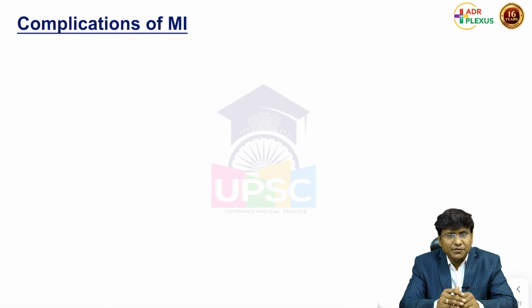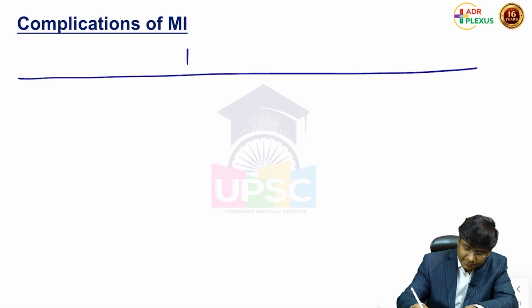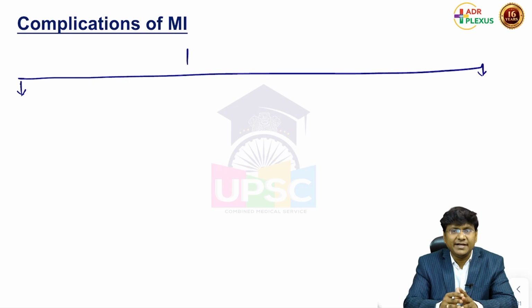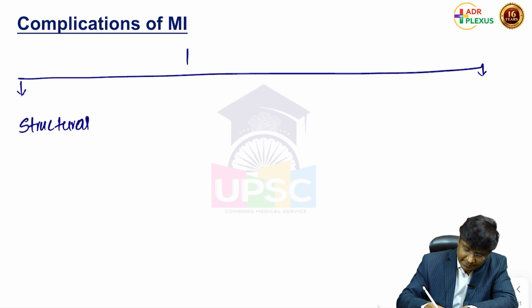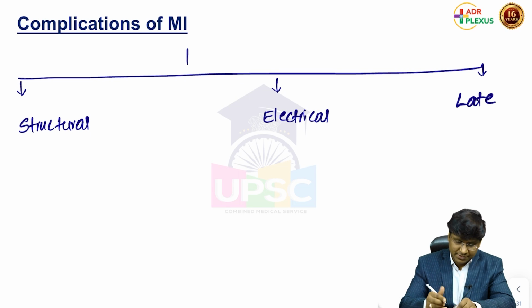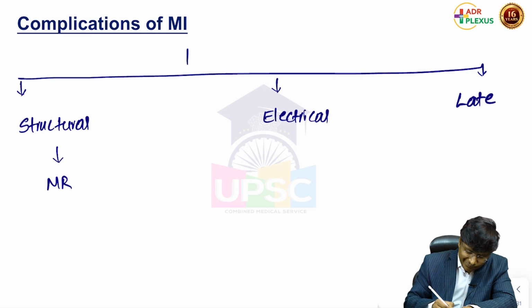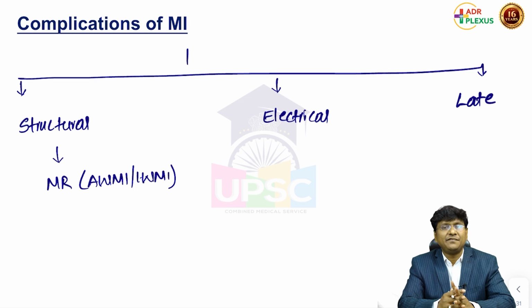Now if you observe the complications of myocardial infarction, they include the following. Number one will be the structural complications and electrical complications. Then we have the late complications in myocardial infarction. Structural complications include MR, which is very common in case of anterior wall MI as well as inferior wall MI. Even in the inferior wall MI, the story is the same. One of the papillary muscles is present in the inferior wall. So once the inferior wall is infarcted, the papillary muscle over the inferior wall can get ruptured, causing MR.